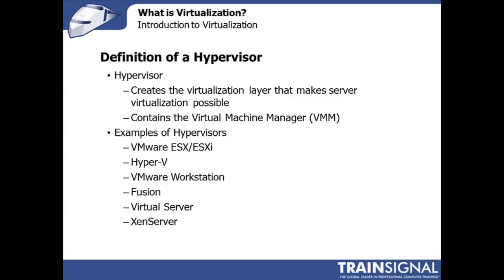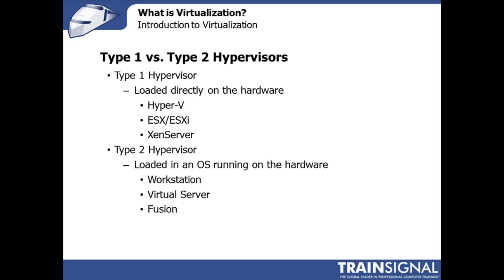So examples of hypervisors would be VMware ESX or ESXi, which are part of VMware's vSphere. There's Microsoft Hyper-V. There's VMware Workstation. There's VMware Fusion, which runs on the Mac operating system. There's Virtual Server and Xen Server. And I'll be going into these in more detail in this training course.